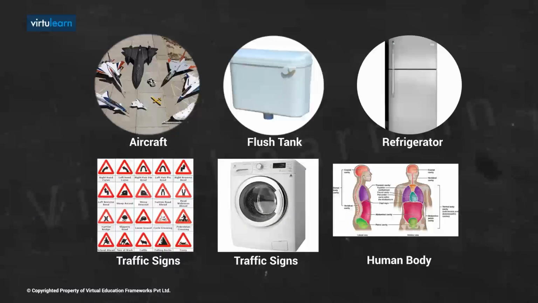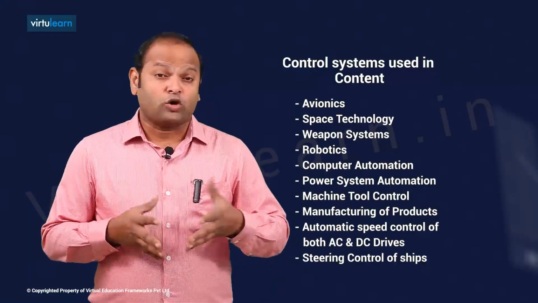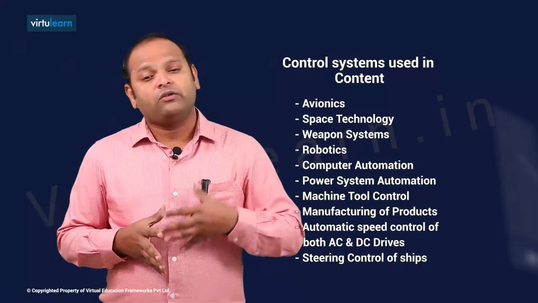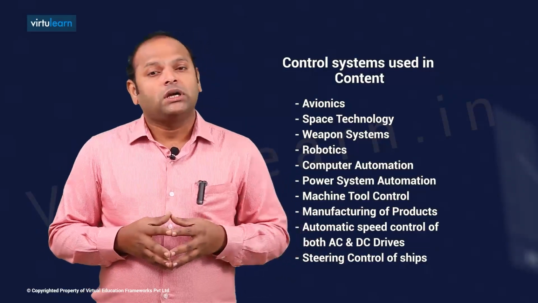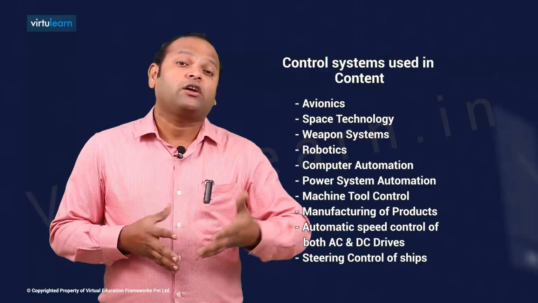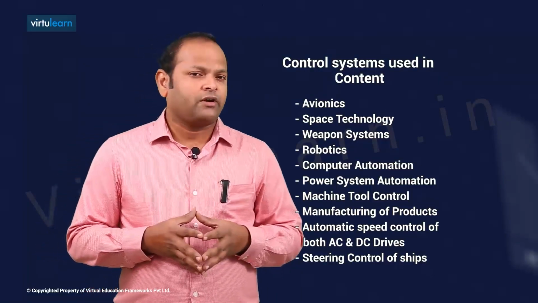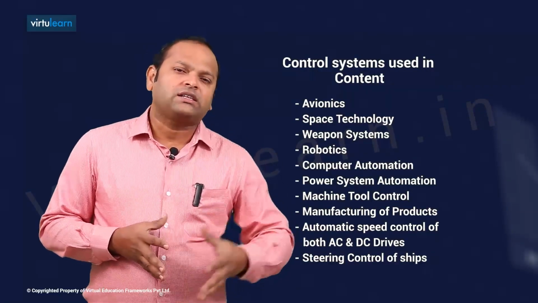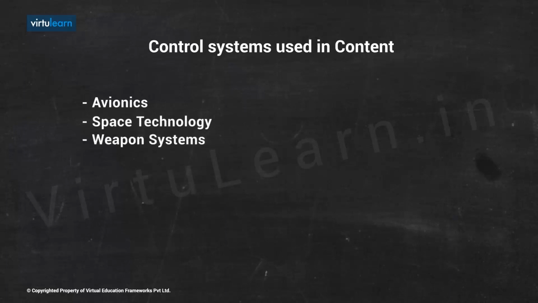And also there are other sectors like avionics, space technology and weapon systems, robotics, computer automation, as well as power system automation. We have machine tool control and manufacturing of products, automatic speed control of drives, both AC and DC drives, and also steering control of ships, whatnot. In all the sectors we have control system applications, and control has to play a very important role there.